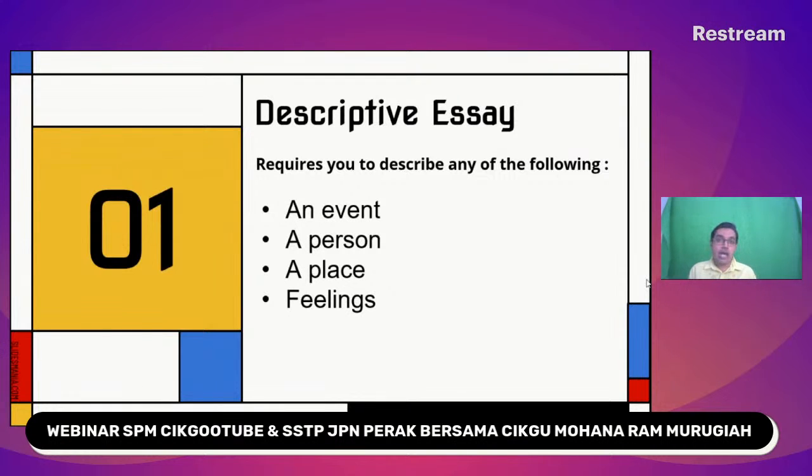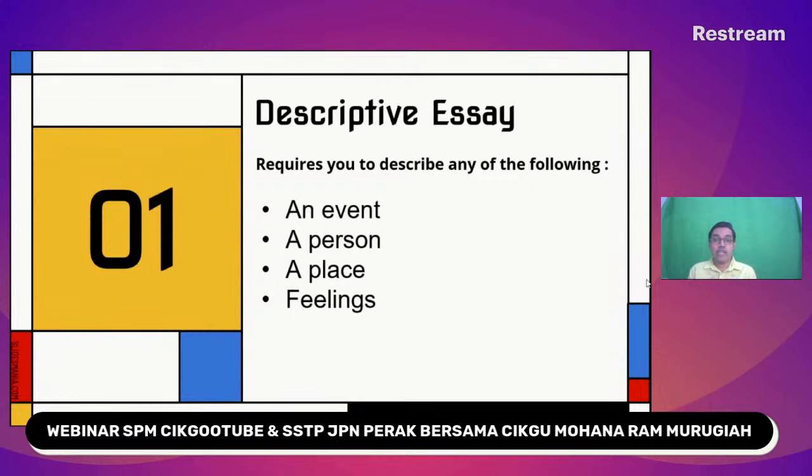A person, for example, I think, wait, let's look at last year's question after this, then I will discuss that. Okay, a person, so probably a father, a person you admire, what kind of person you want to be. Okay, describing a person. A place, for example, if you have gone for holiday, you describe your holiday destination, so you describe the place. And feelings, how did you feel at that moment? Okay, so you have to describe your feeling.